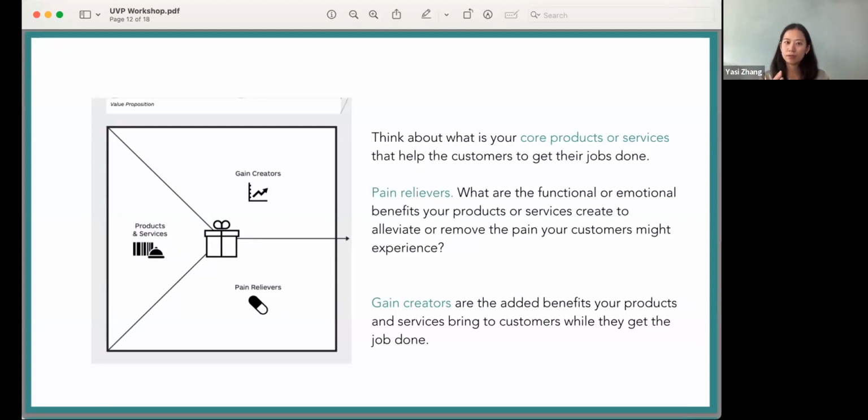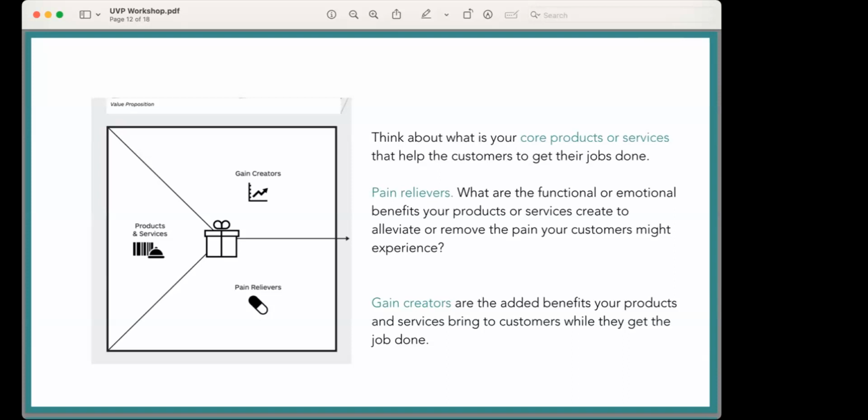But sometimes it's a little bit blurry what is a pain reliever and what is a gain creator, because from the customer's point of view, sometimes it's very important for them, then you categorize it as a pain reliever, and sometimes it's nice to have, then you can categorize it as a gain creator. So is it clear at this stage? Do you have any questions or comments?